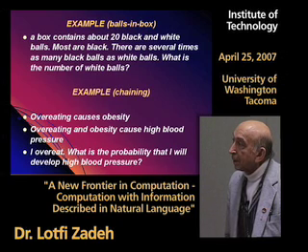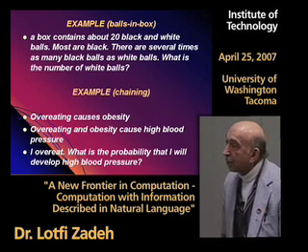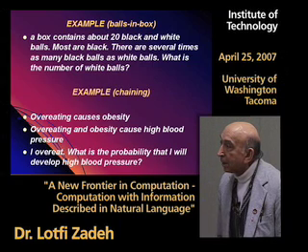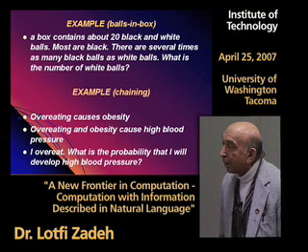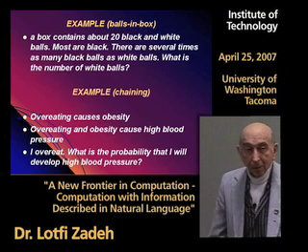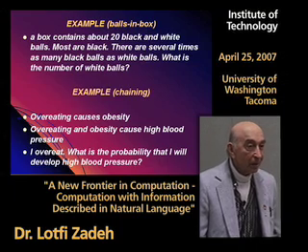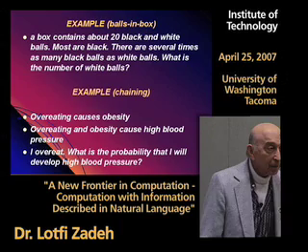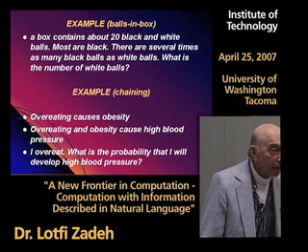Obesity and overeating cause high blood pressure. I overeat. What is the probability that I will develop high blood pressure? I ask questions about probabilities, but how do I use probability theory to come up with answers to problems like that?